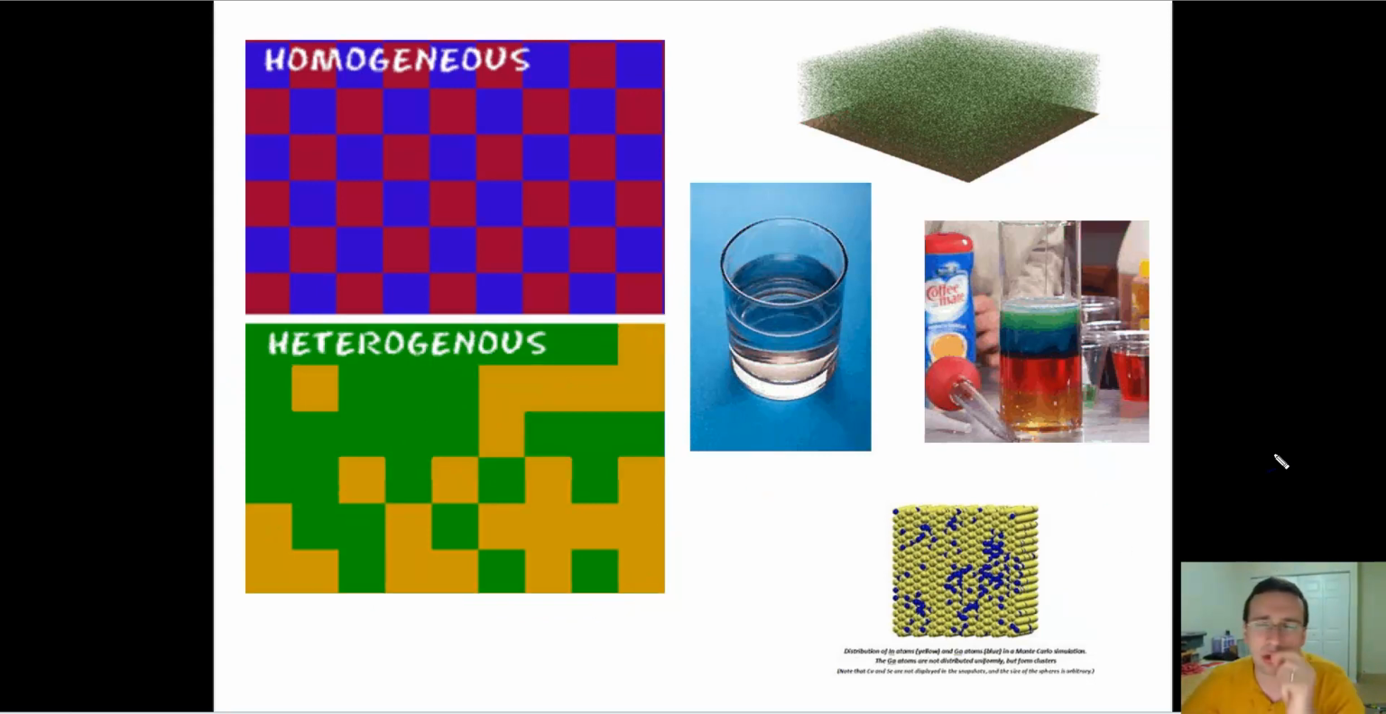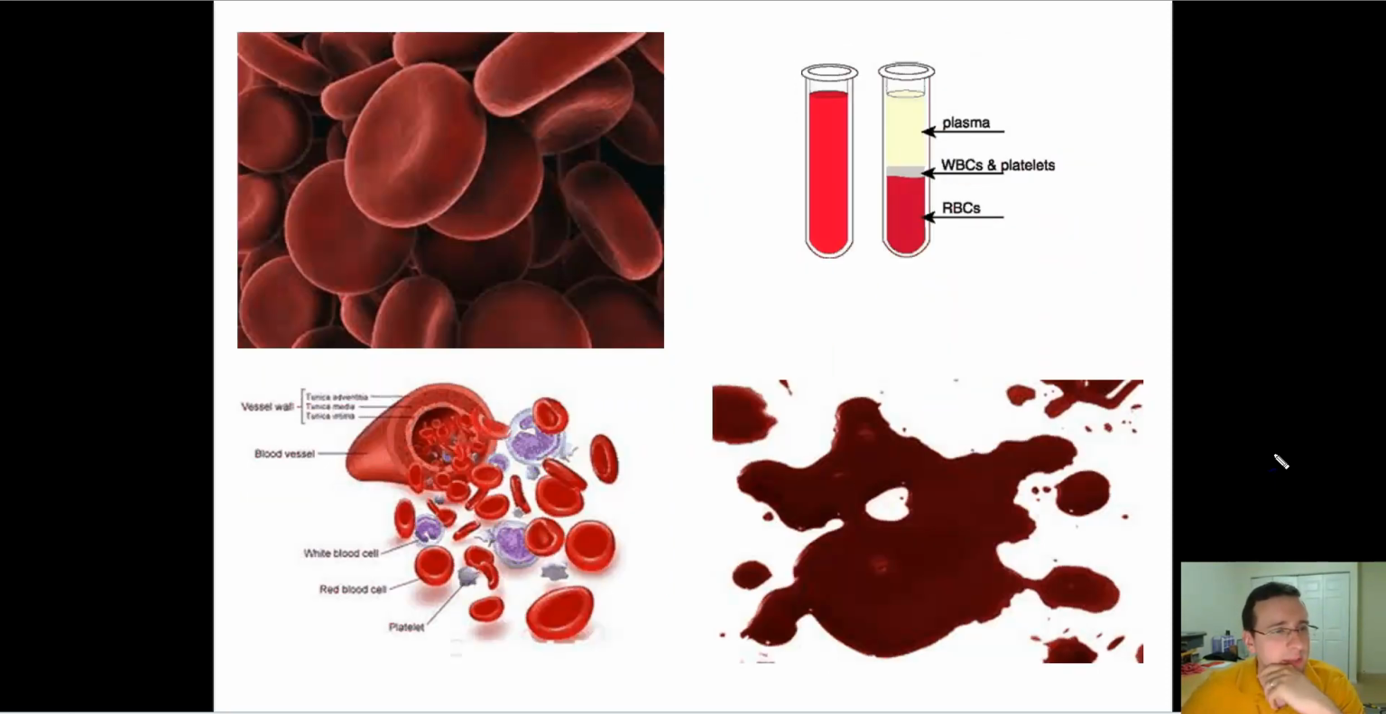Now, whether you think it's homogeneous or heterogeneous may depend on how closely you look at it. And the best example of that is blood. When you see someone bleeding, all you see is this red muck, and you think that's a homogeneous mixture. Everywhere you look, it's going to be the same. Well, not really. If you allow the blood to sit out, it will separate into three basic parts: red blood cells, white blood cells and platelets, and the plasma.